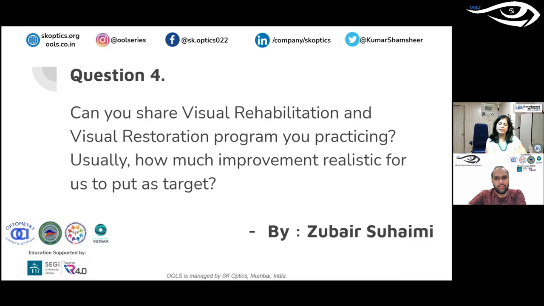So there is no doubt. It is realistic. It has to be part of it, and it makes my job easy. I would give the telescope, the device, the magnifier, and the very next moment connect every person to a vision rehab center. It has to be a part of your low vision practice.